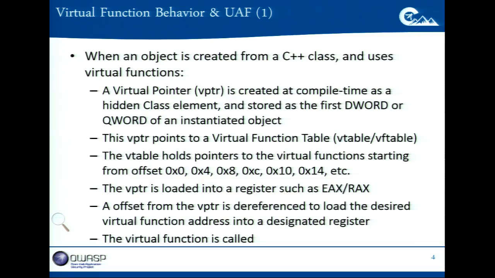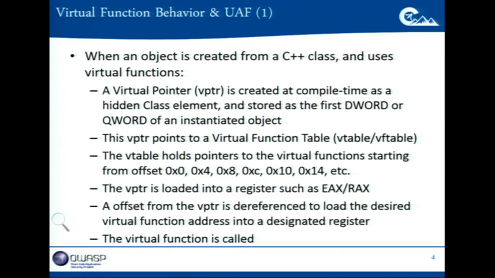So C++, if you're not familiar with it, if you use virtual functions within a class, something gets created called a virtual function table. This virtual function table holds pointers to virtual functions within that class. So if we instantiate an object out of a C++ class, then various virtual functions can be called. The way that works is the first double word, 32 bits, or quad word, 64 bits, depending on whether it's a 32-bit or 64-bit browser, in that instantiated object is a virtual pointer.